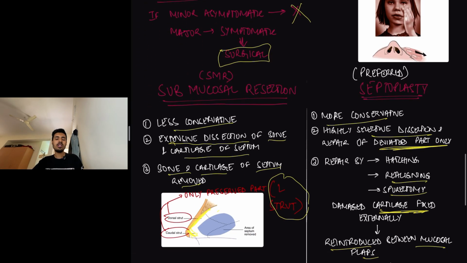So for treatment, just these two surgeries are important. If asymptomatic, don't treat. That's it for DNS.